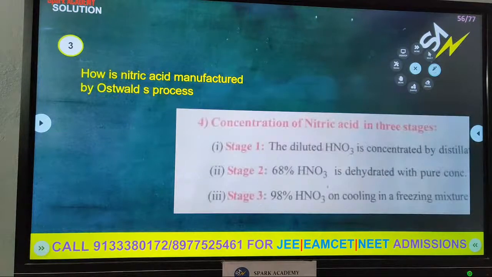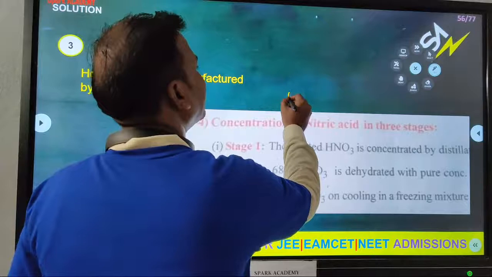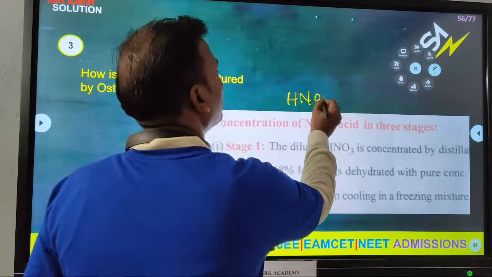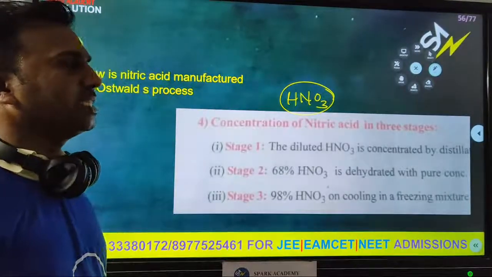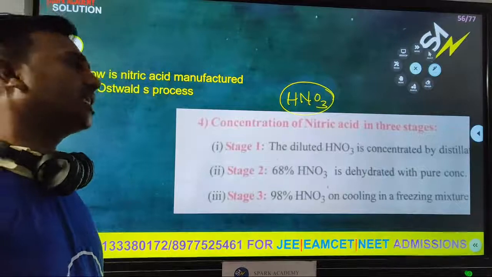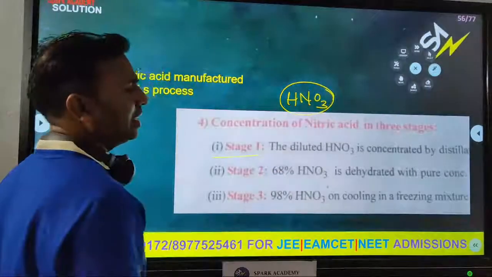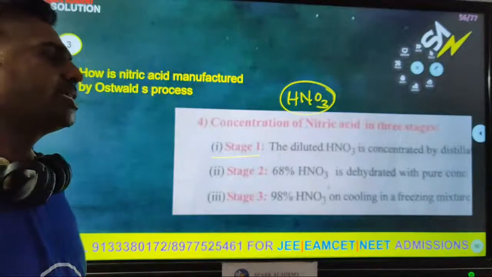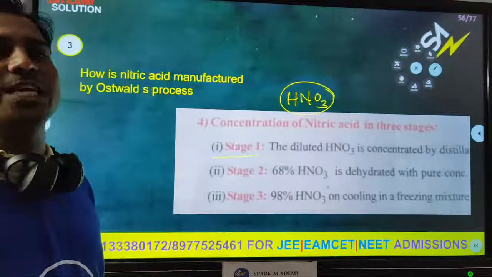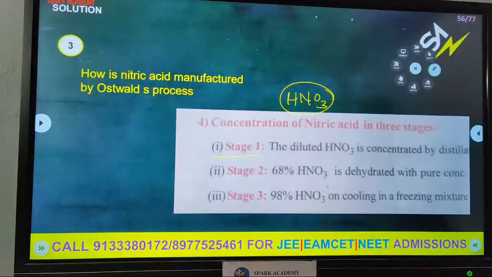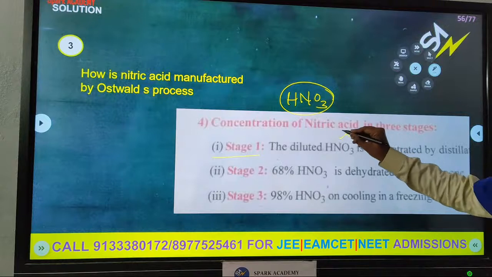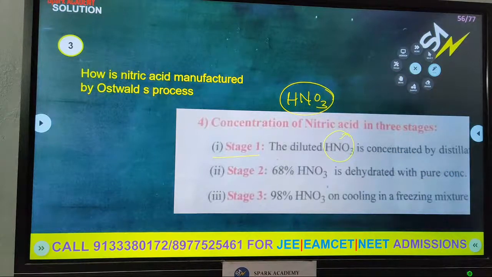Now, after preparation of the nitric acid, how do we concentrate this HNO3? How do we make the concentration higher? By 3 stages. Stage number 1, the diluted HNO3 is concentrated by distillation. Distillation is one of the separation methods, and it is used to concentrate the HNO3.